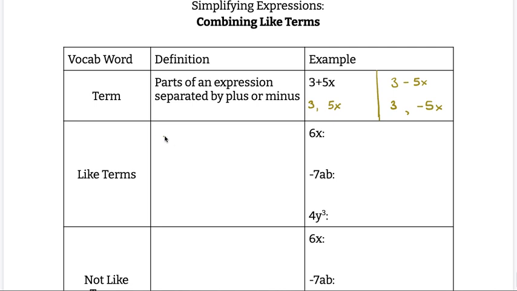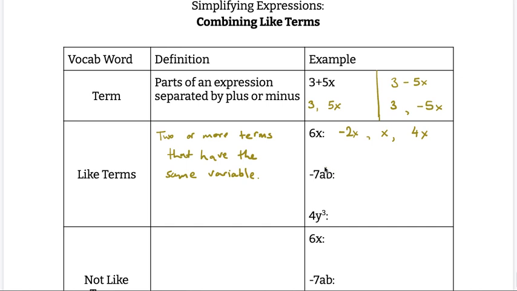So like terms are two or more terms in an expression that have the same variable. They have the same variable within them. So in this case, examples of terms that would be the same as 6x could be, say, negative 2x, or just simply x, or even 4x, something along those lines.